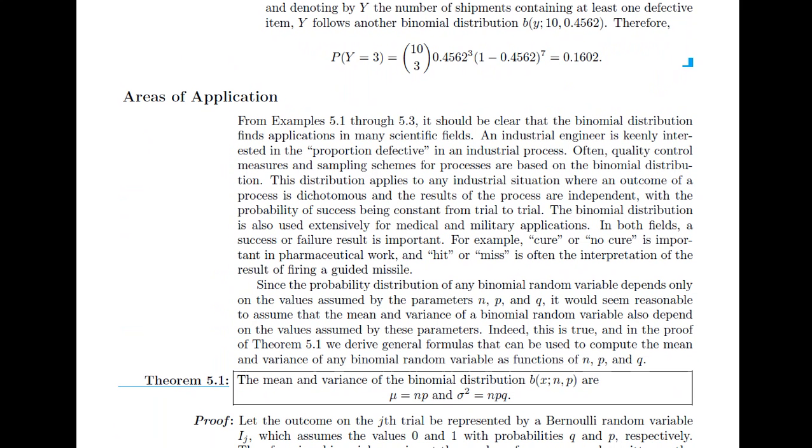Areas of application: from examples 5.1 through 5.3, it should be clear that the binomial distribution finds application in many scientific fields. An industrial engineer is keenly interested in the proportion defective in an industrial process. Often quality control measures and sampling schemes for processes are based on the binomial distribution. This distribution applies to any industrial situation where an outcome of a process is discussed and the results of the process are independent, with the probability of success being constant from trial to trial.